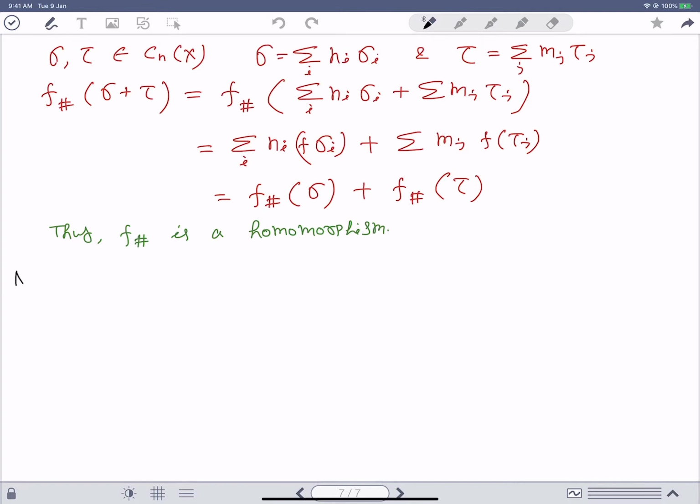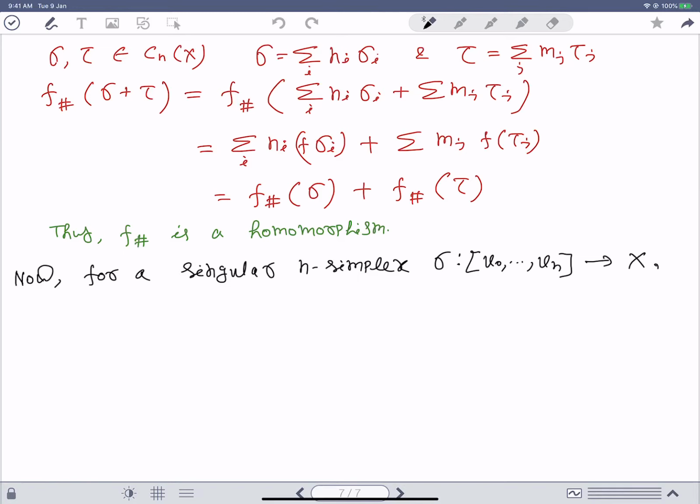Now for a singular n simplex sigma in X, we can define a boundary, right? The boundary of that simplex. So we can write this sigma from delta n to X. Since we need to define the boundary, it is better to write delta n in terms of vertices. So sigma is a map from the n simplex v0 to vn to X.